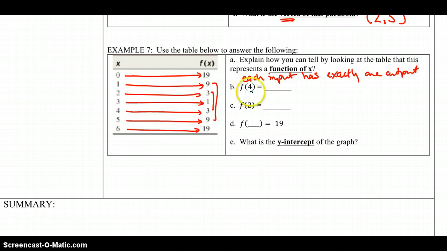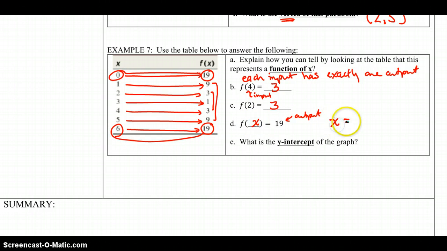Now f of 4, our lines actually maybe will help us here. For an input of 4, we see that we get an output of 3. Inside the parentheses is input. So if we input a 2, the output is also 3. Now this is the output. We want to find where the output is 19, and we want to know what input numbers give that to us. So we'll put an x here, where x could either be 0 or 6.